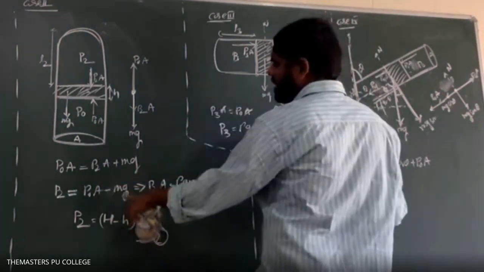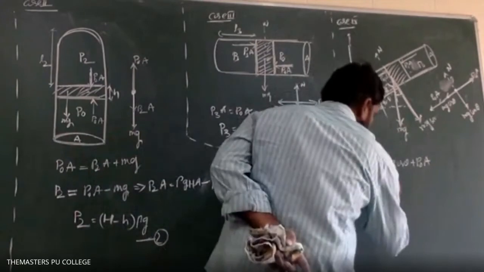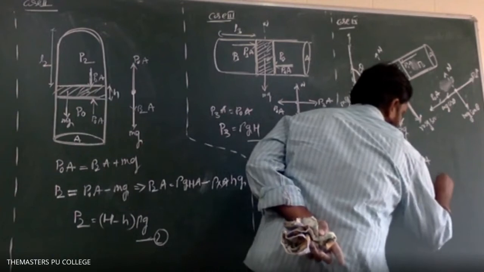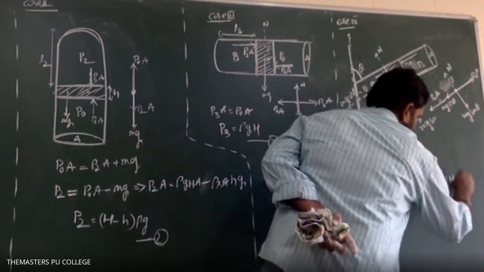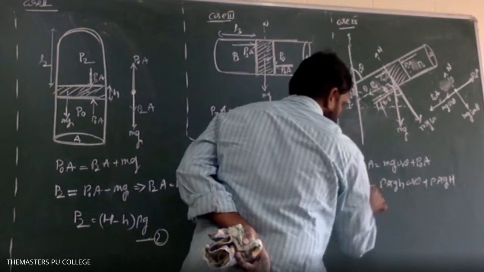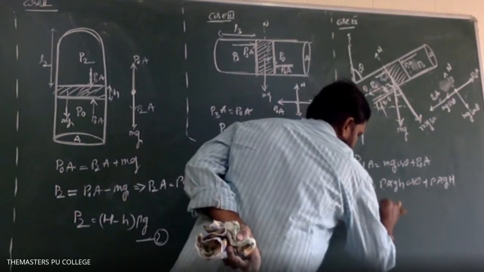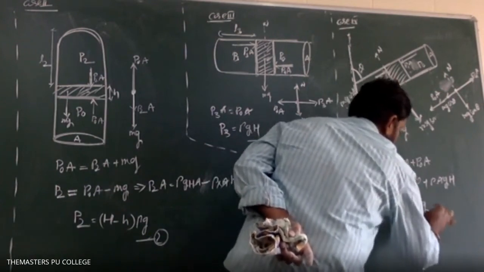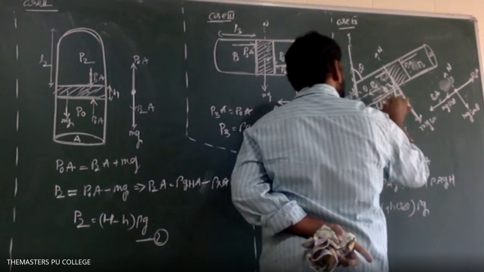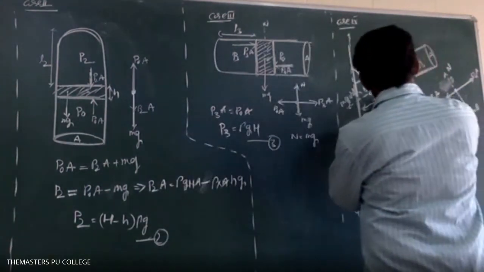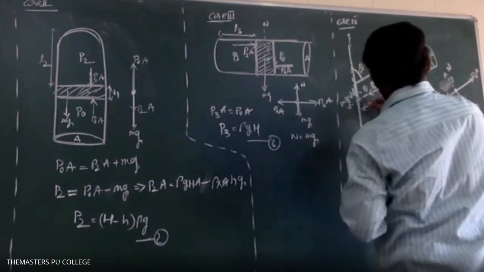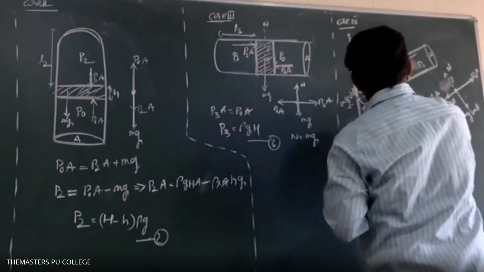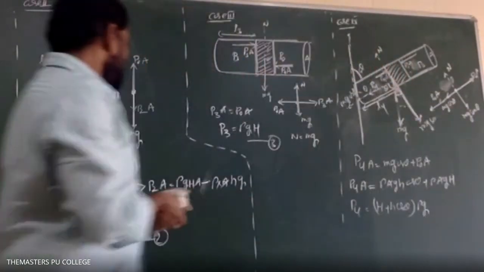Substituting, P4A equals mg cos theta. We already got mass equals density into volume, so we can write rho A g h cos theta plus rho A g H. This A gets cancelled, so P4 equals capital H plus small h cos theta into rho g. Here, the length of the air column we have taken is L4. So therefore, I got the relation.